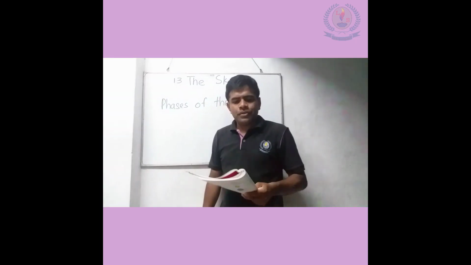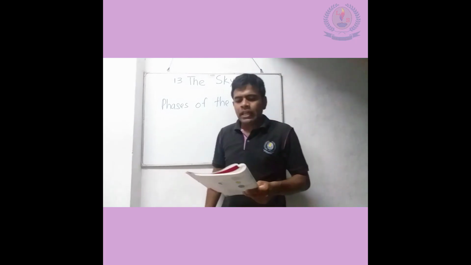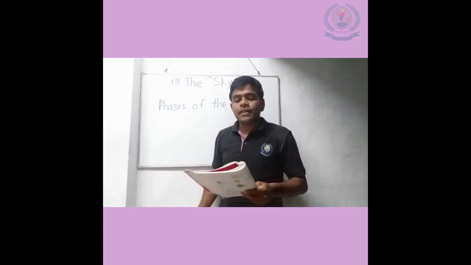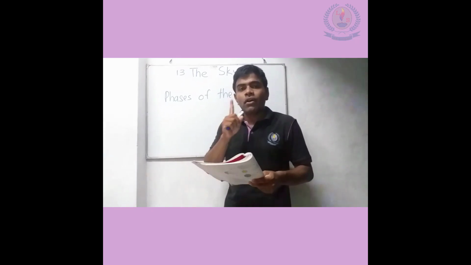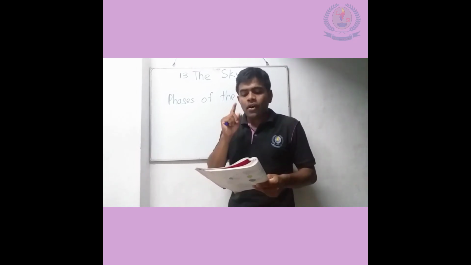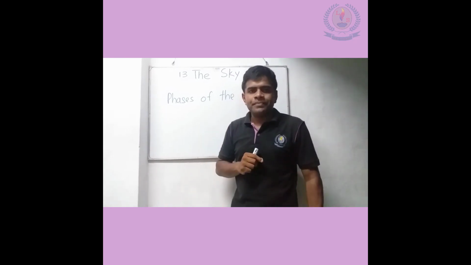Now I come to the textbook. The textbook part, the phases of the moon. The earth has only one moon. It is much smaller than the earth. The moon moves around the earth. It is called the earth's satellite. The moon does not have any light of its own. It reflects the rays of the sun falling on it, and so it appears bright from the earth.